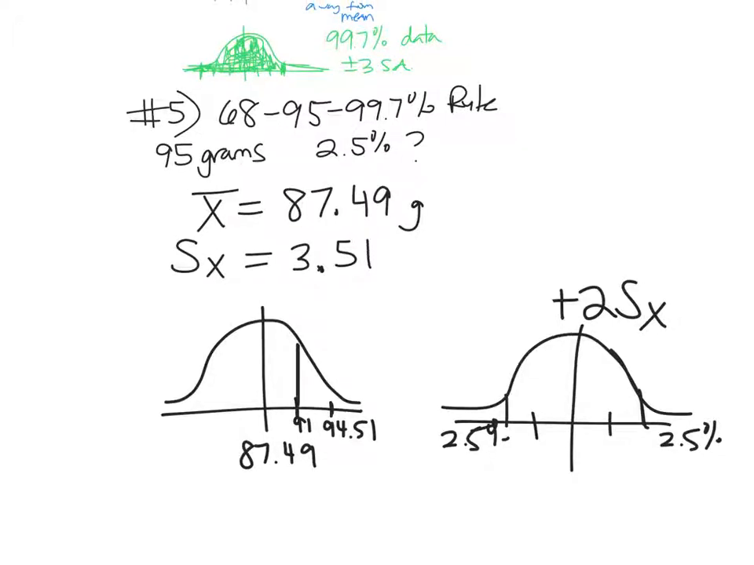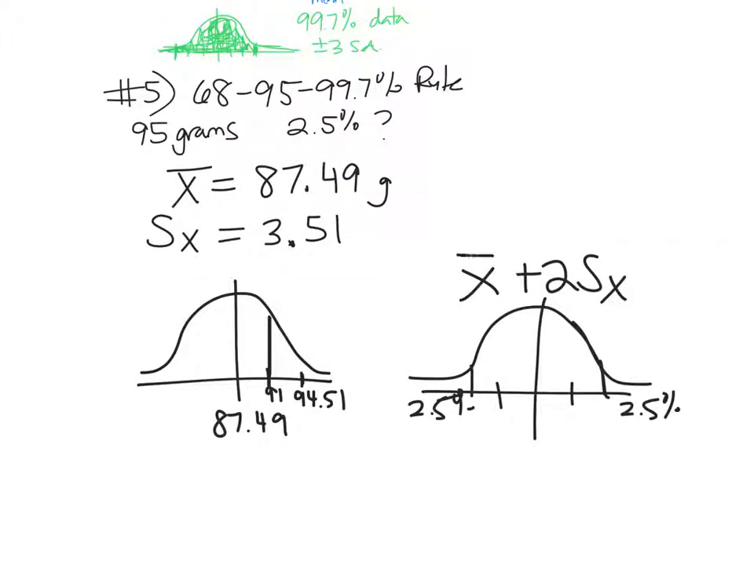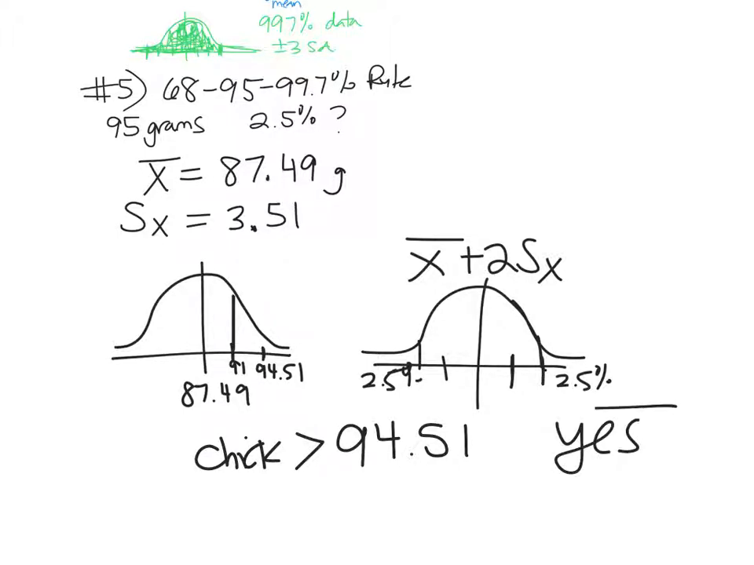Yeah. Okay. So for this one, you're going to take the mean and add 2 times the standard deviation. And what happens is you get 94.51. So any chick that is greater than 94.51 grams will be in the top 2.5%, because that's where our 2 standard deviations got us to. So would a chick weighing 95 grams be in the top 2.5%? Yes. The answer is yes. You have to test it that way.